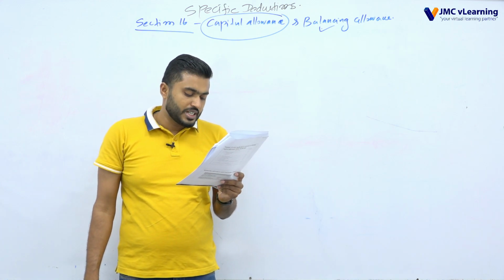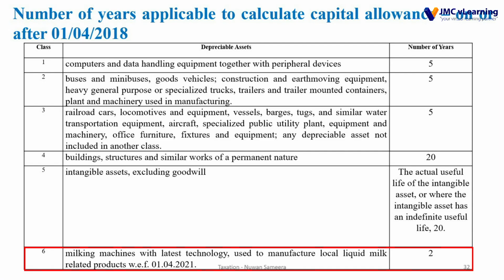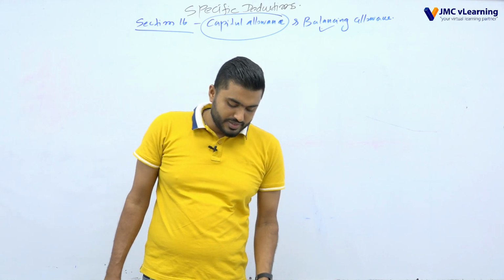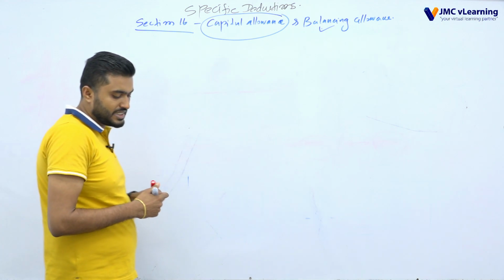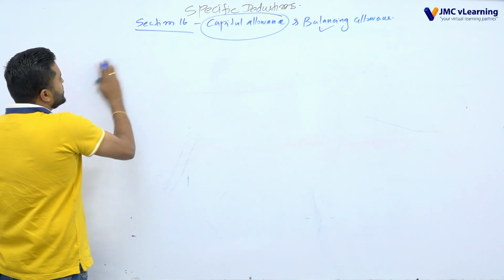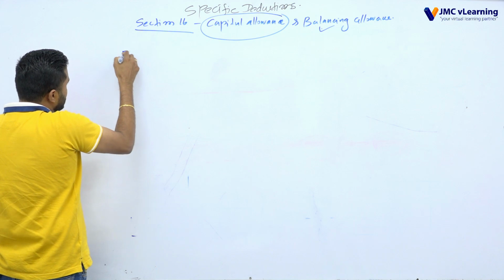that means 5%. The other one is class 6, the machinery which uses the latest technology to manufacture local liquid milk related products. The number of years is 2, that means the capital allowance rate is 50%. So then I will summarize this discussion in a very simple way. For example, please keep in mind in this way.